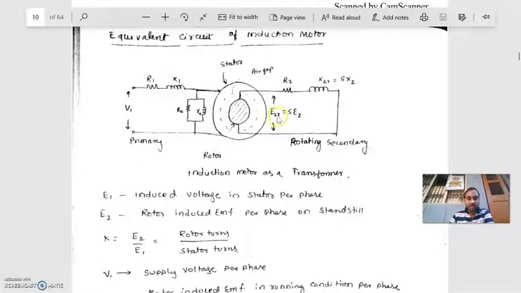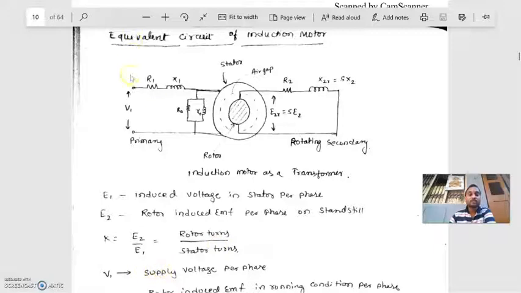Whenever the running condition comes, the slip is also multiplied with the original thing, that is called E2. S into E2 gives the E2R. Now the transformation ratio or turns ratio is given by K equal to E2 by E1, that is equal to rotor turns by stator turns, like N2 by N1 in a transformer.